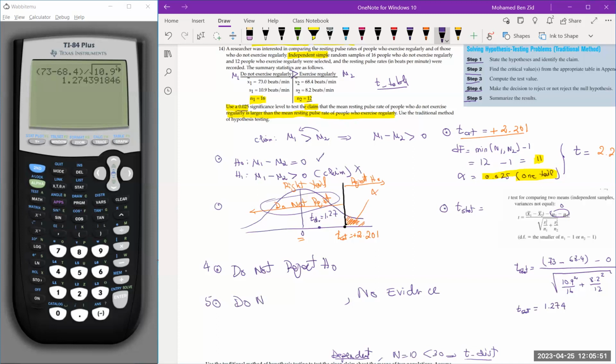Do not support the claim. So you are not supporting the claim and you do not have enough evidence. All right. And that's basically number 14.